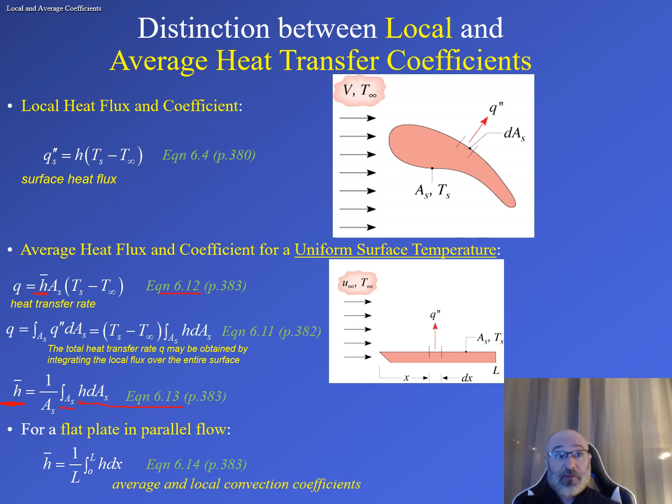Now, in particular, for a flat plate in parallel flow, like we see in our example over here, our h bar, or our average convection coefficient, is equal to 1 over L, where L is that length right there, times the integral from 0 to L of h dx as we're going in our x direction. This relates to equation 6.14 on page 383 of our textbook, for our average and local convection coefficients, h bar and h.